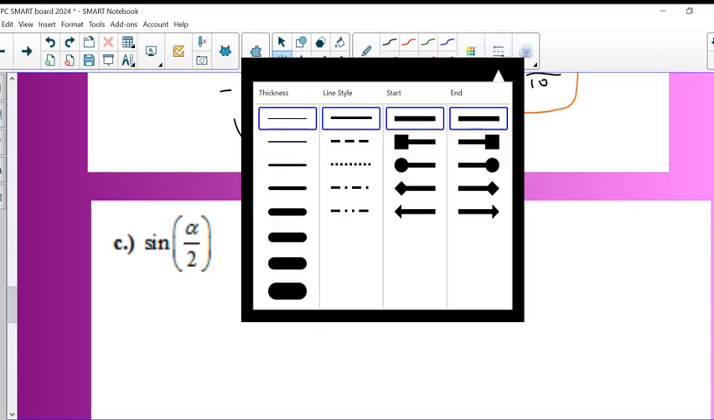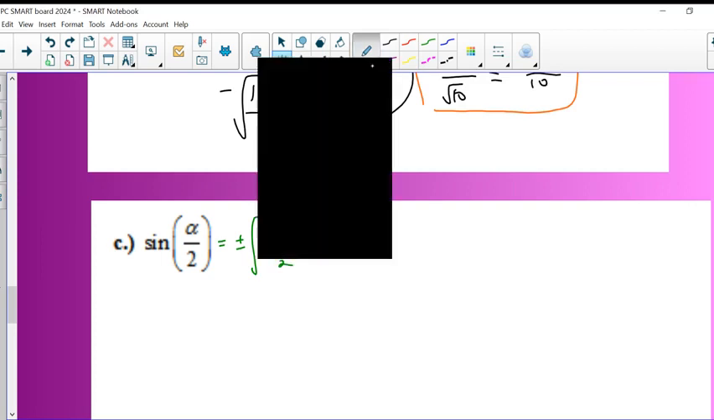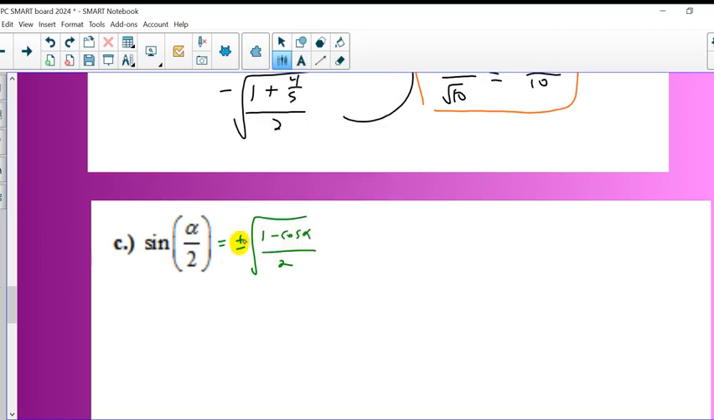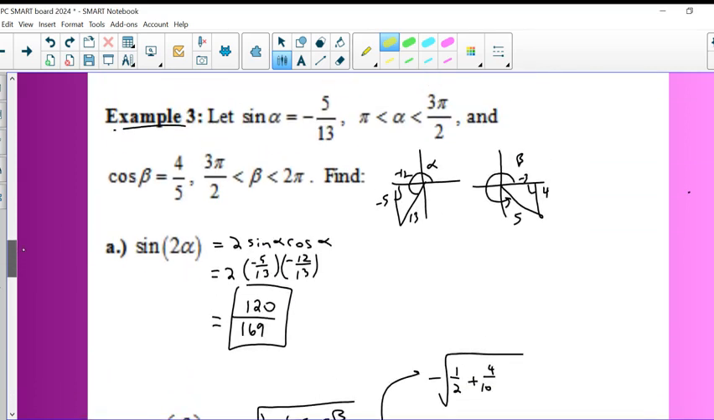So the first thing I'm going to do is apply my formula, half angle of sine, plus or minus. And for sine, it's the square root of 1 minus cosine of alpha over 2. And remember, we have to figure out what is it, plus or is it minus? And it's determined by the location of the half angle. Well, remember up here, we drew alpha in quadrant 3, because the boundary of alpha was between pi and 3 pi over 2.